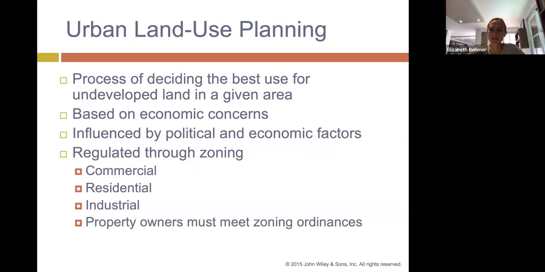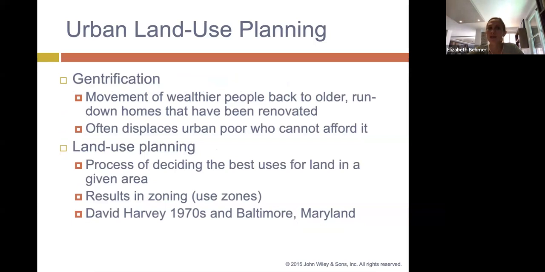Urban land use planning. This is the process of deciding the best use of undeveloped land in a given area, and it's based on economic concerns and influenced by political and economic factors, and always regulated through zoning. There's commercial, residential, and industrial zoning rules, and property owners must also meet zoning ordinances. Gentrification is the movement of wealthier people back to older, rundown homes that have been renovated, and it often displaces the urban poor who cannot afford it. Land use planning is the process of deciding the best uses for land in a given area, and this results in zoning. David Harvey in the 1970s helped to zone Baltimore and Maryland.